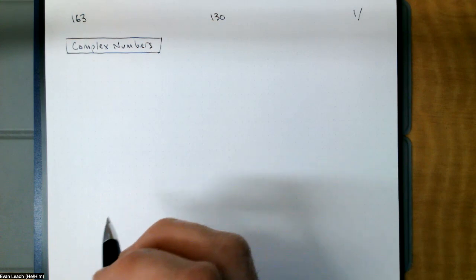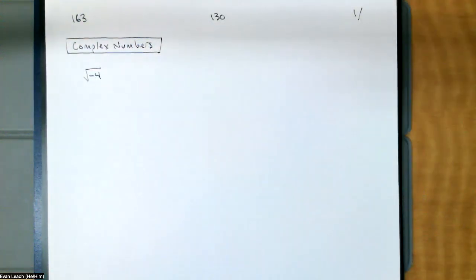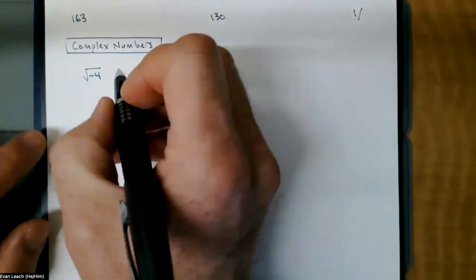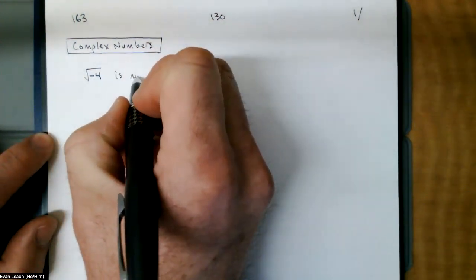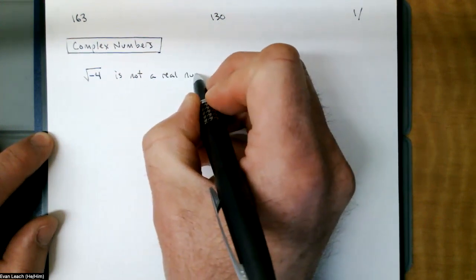When we look at the square root of a number, if I think about something like the square root of -4, I think, what number, when multiplied by itself, will get us -4? No real number will do this. So this square root of -4 we know is not a real number.